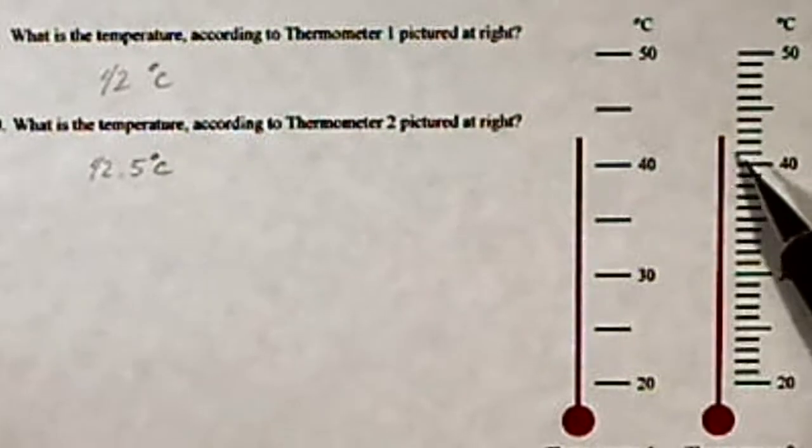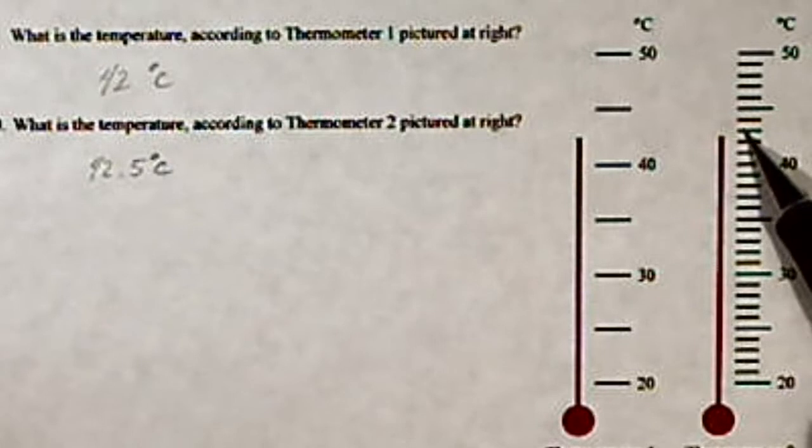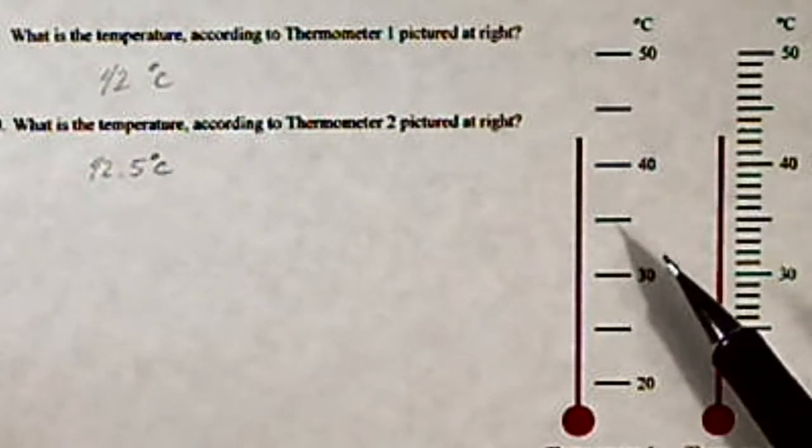On the next one, though, now I can see it's about halfway in between the 42 here and the 43 there, so I can say 42.5 on this one and be correct.